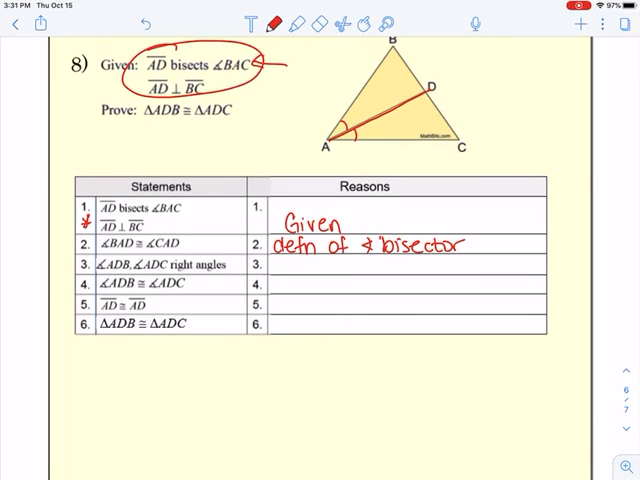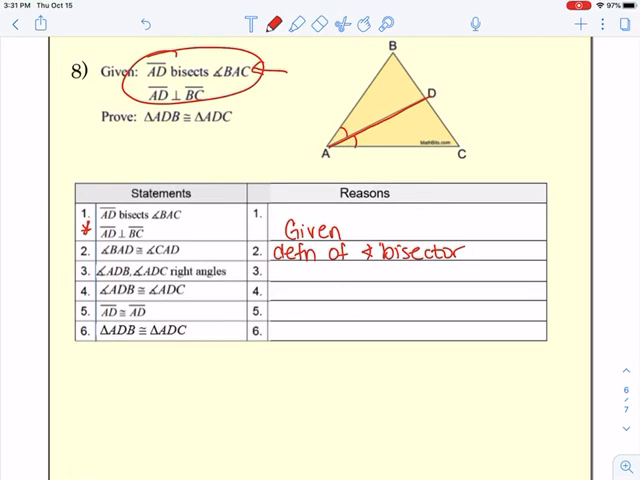The next thing that I have is angle ADB and angle ADC are right angles. Those 2 angles are here and here. And how do I know that those are right angles? Look back up to here. Those 2 things are perpendicular. Perpendicular lines intersect to form right angles. So this is going to be definition of perpendicular lines.